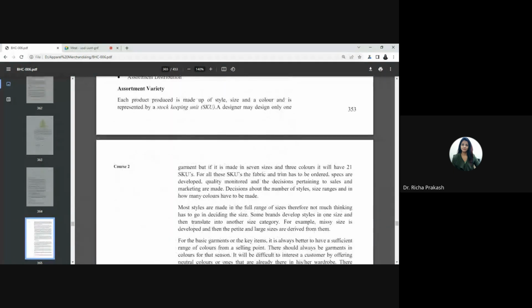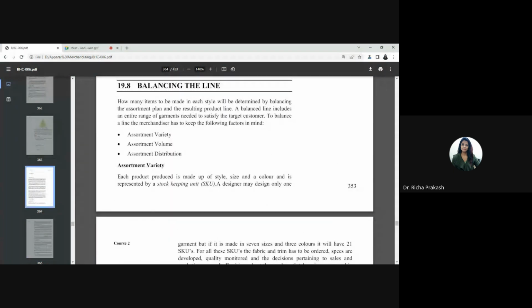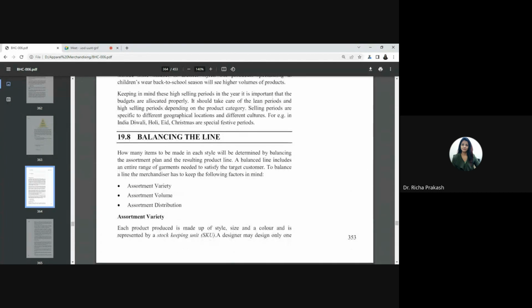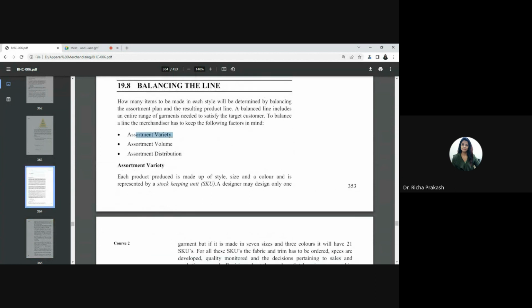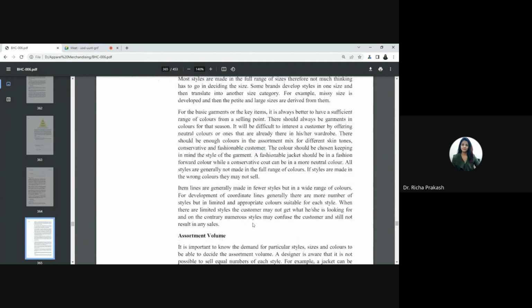Timing consideration, of course, is important here, because you just can't go on for 1 year making one single garment. Then you have balancing the line. Balancing is done on three factors: assortment variety, assortment volume, assortment distribution. Variety is made up of style, size, and color. So all these things make variety, meaning different types. Whatever variety you need, different types of garments or colors.